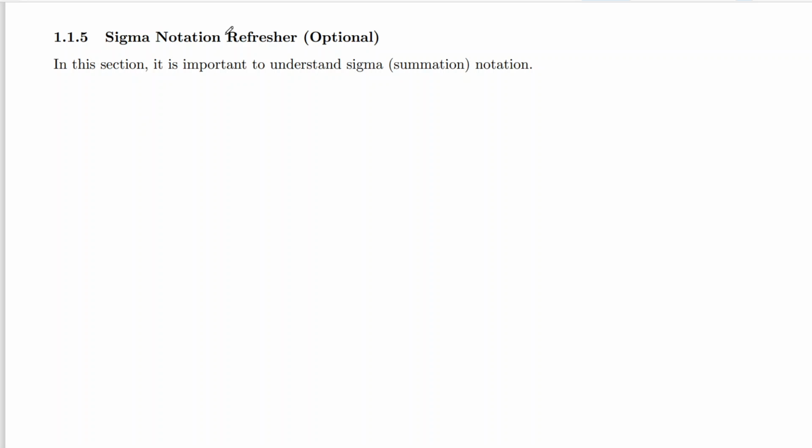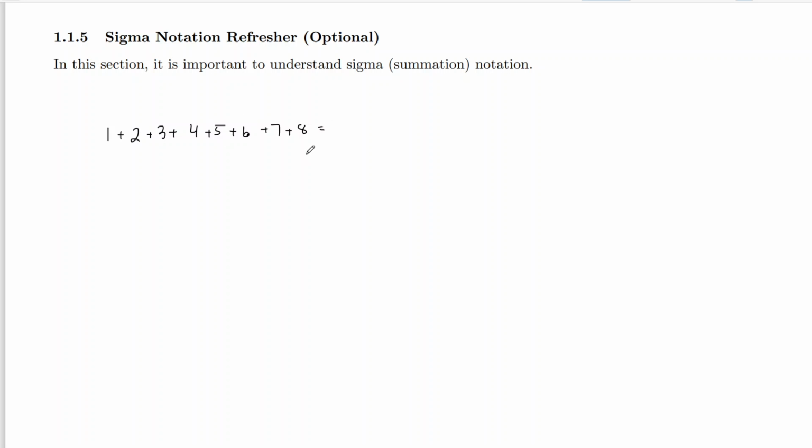So the first thing about the sigma notation refresher is that it's really about being able to write, in an easy way, a pattern of adding stuff together. Let's say we wanted to add 1 plus 2 plus 3 plus 4 plus 5 plus 6. Let's just go up to 8. Well, that took me a while to write.